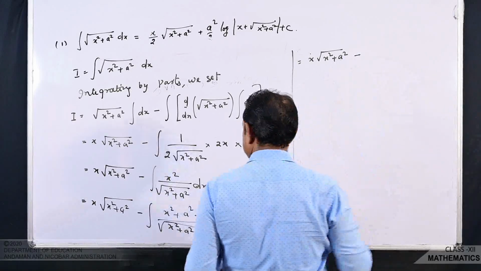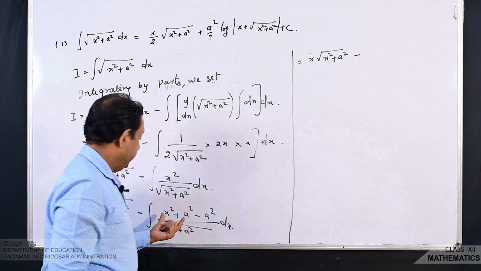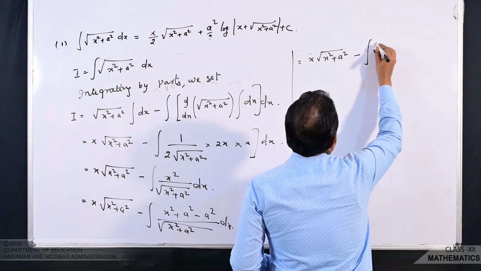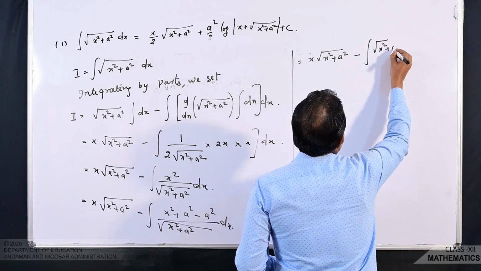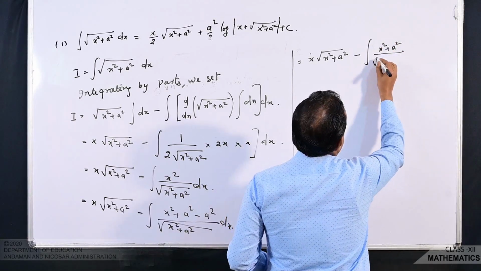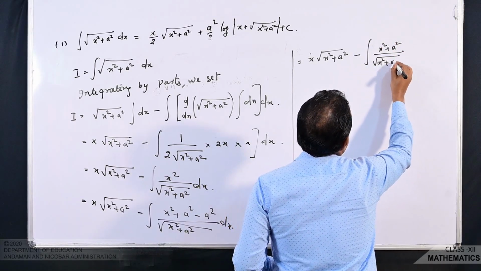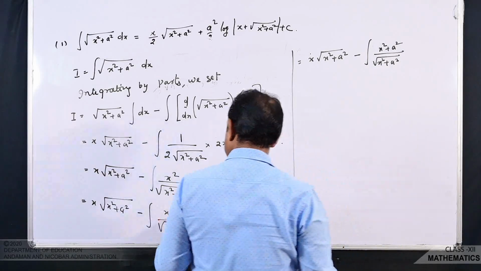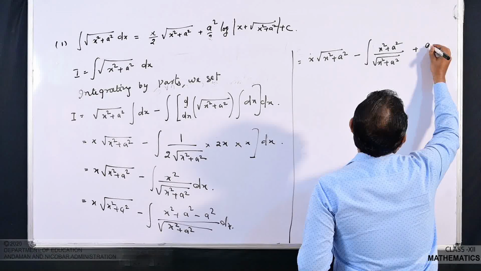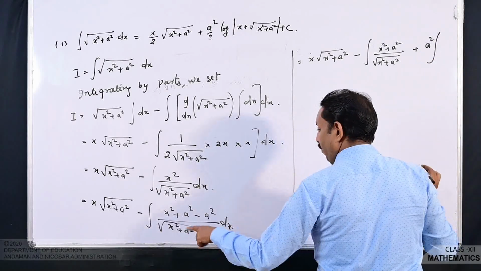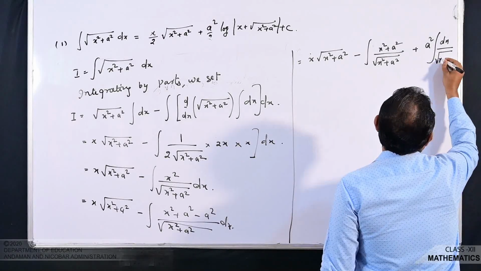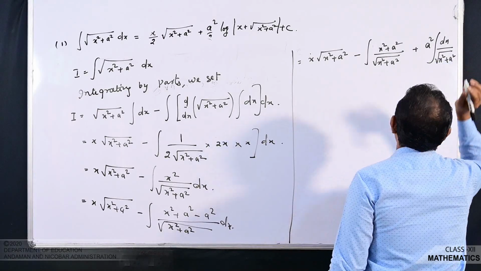minus, this is x square plus a square by, that is x square plus a square under root, that is under root of x square plus a square, and this minus and this minus become plus, that is a square integration of dx upon root under x square plus a square.